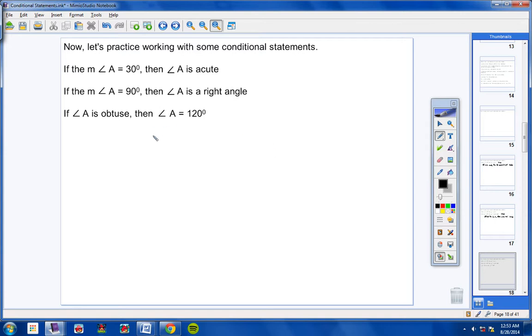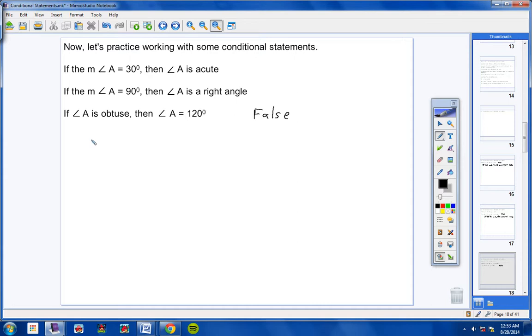Okay, hopefully you guys did well on this. Let's see how you did. If angle A is obtuse, then angle A is 120 degrees. Now students, that's false. If you put true, think about it. If angle A is obtuse, then angle A is 120. It might be, but it could be 130, 140, 150, 95. It could be any angle greater than 90 and less than 180. Okay, so that's not necessarily true. Okay, it might be, but we can't say for sure it's always true.